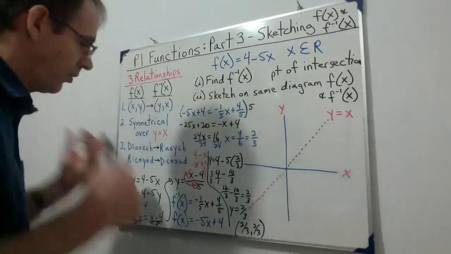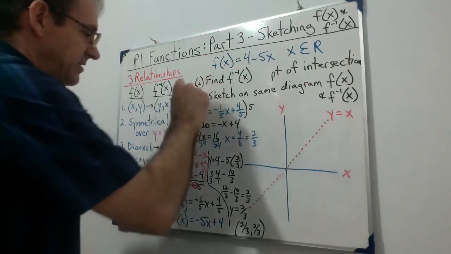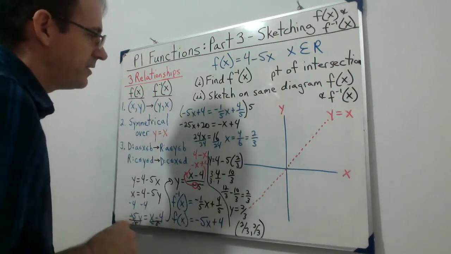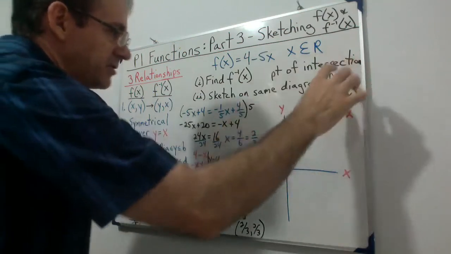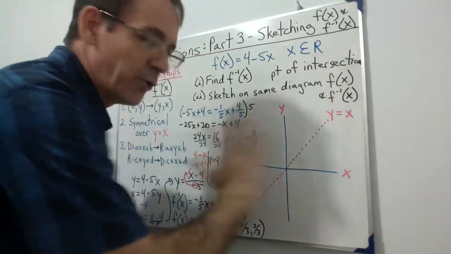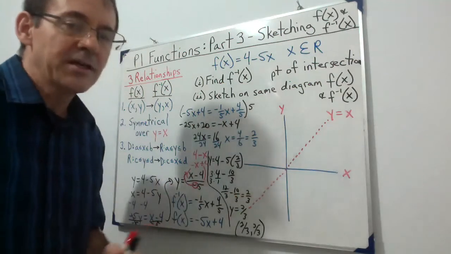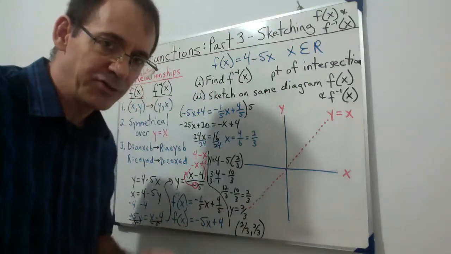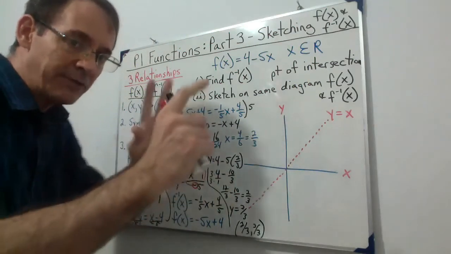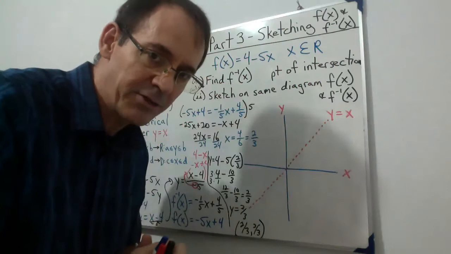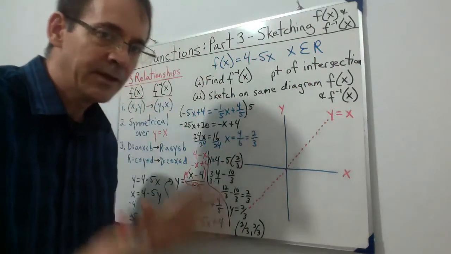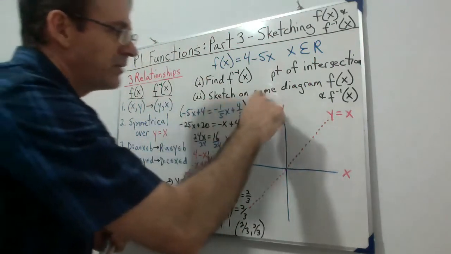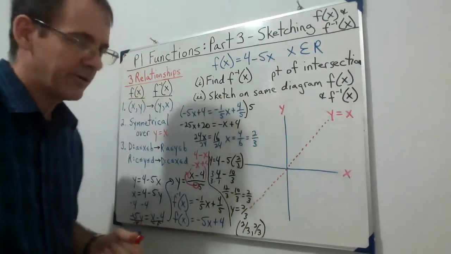Okay? So what we want to do now is sketch both of these functions, the function and inverse function, on one graph. It's important that you put them on the same graph so that you can see what's going on. Do not put f of x on one graph and the inverse function on another graph. I've seen students do that. It's not what it's asking for. It wants them on the same diagram.